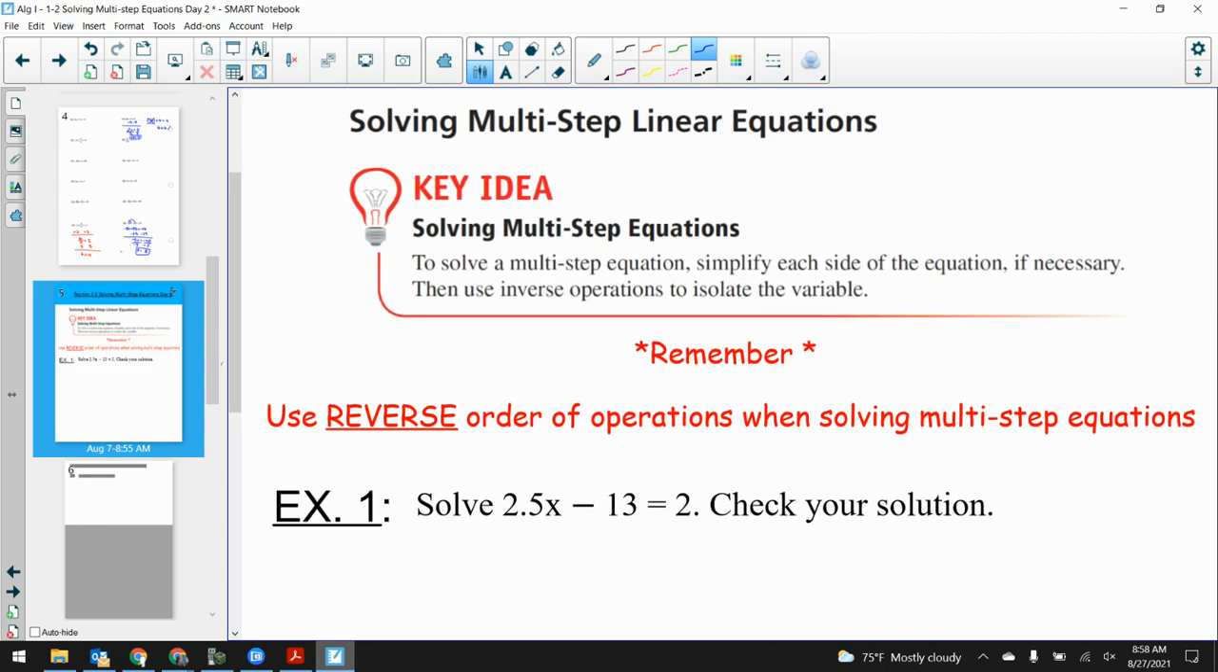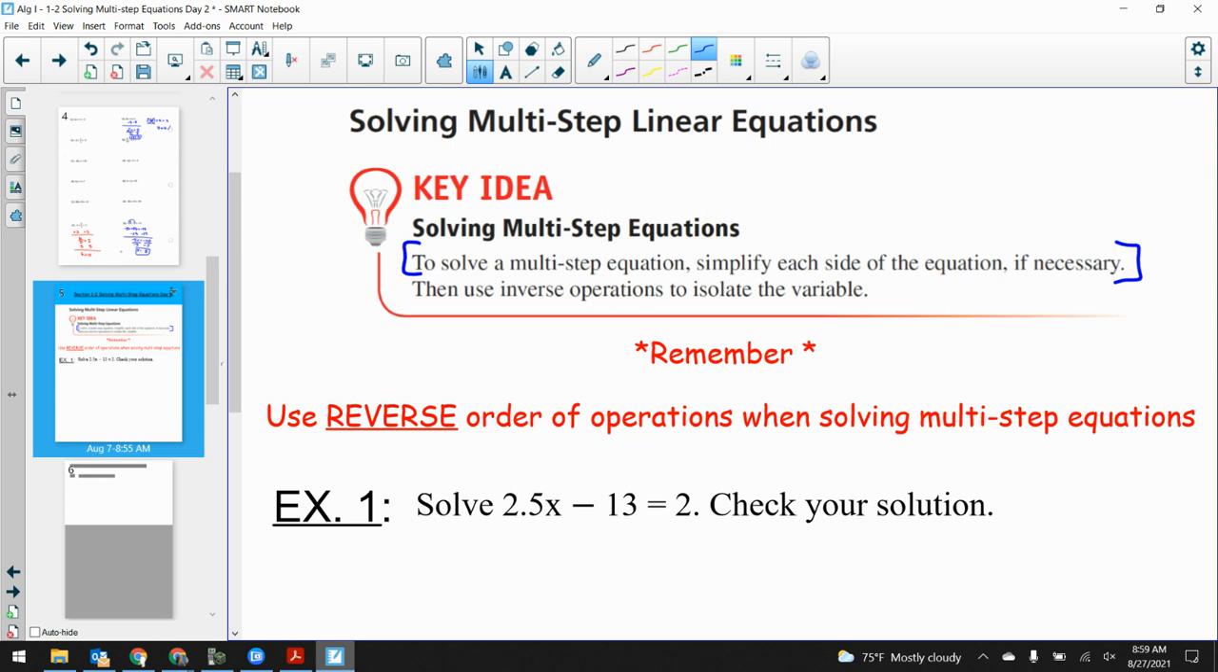Now, remember that to solve a multi-step equation, we simplify each side of the equation. That's going to be extremely more important today. You must simplify the equation before you start to solve. Before you start to move things across the equal sign, you must simplify the equation. Remember that you use reverse order of operations, or inverse order of operations, when solving multi-step equations. You start with your addition and subtraction, then multiplication and division, then your exponents or parentheses if you need to.